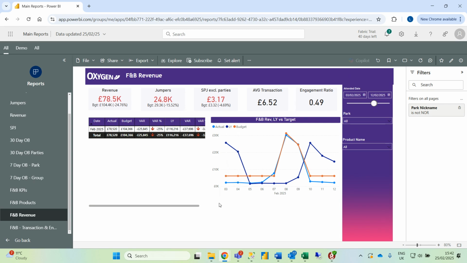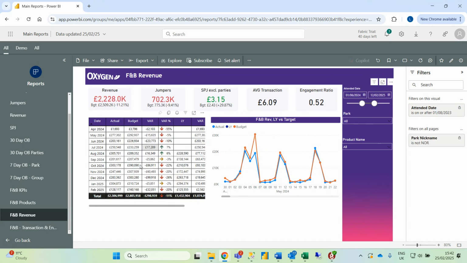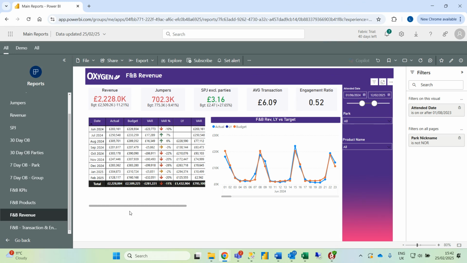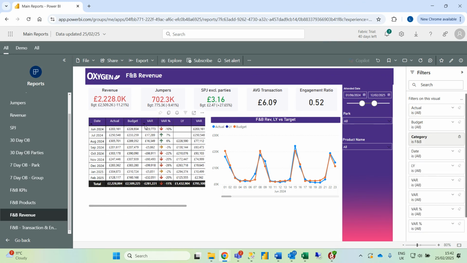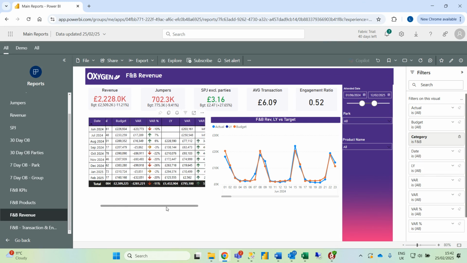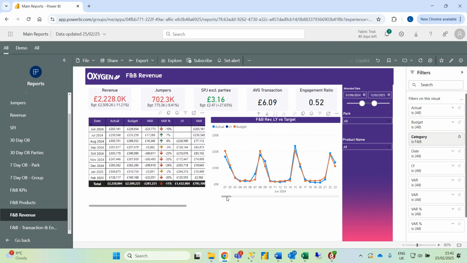Our F&B revenue is going to dig deeper into our cafe revenue. I'll pull the dates out so you can see a little bit better. So you're able to see, split by date and year, month and year, our actual revenue with the budget and the variance with last year. So exact same layout as before, and also able to see a graph as well, just to see our trends, with the exact same tiles on the top.